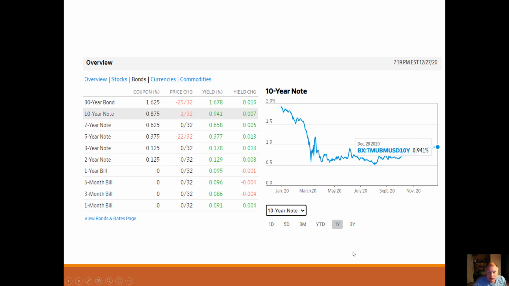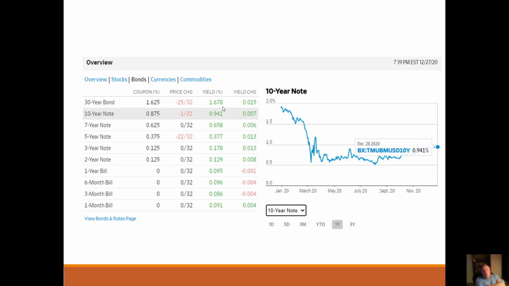This is the current interest rate environment. This is the 10-year note. This is a Treasury obligation, and today it's at 0.941, just under 1%. So somebody, an investor, is willing to buy a 10-year U.S. Treasury note for 0.941. Look at how small the return is as you work your way down. For a month, it's 0.09. 5-year, 0.377. 0.658. 1.678.